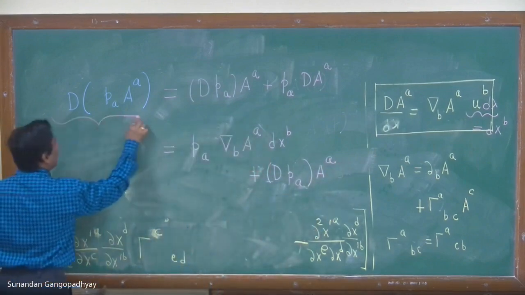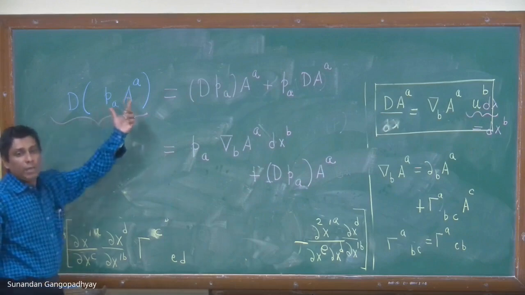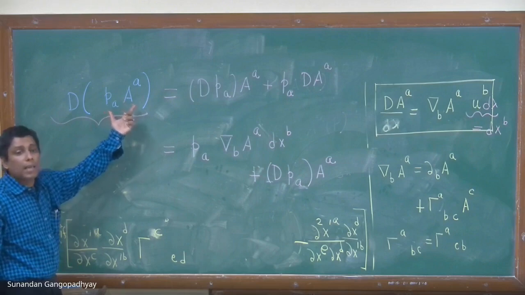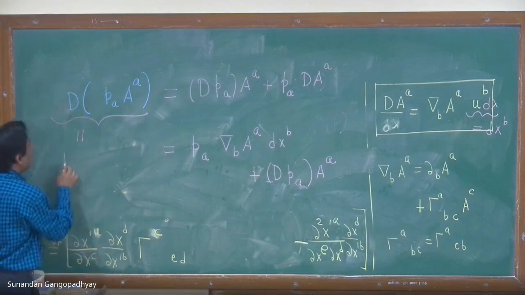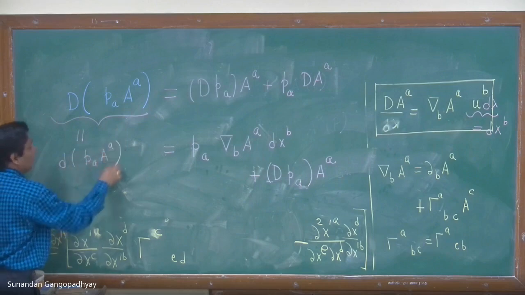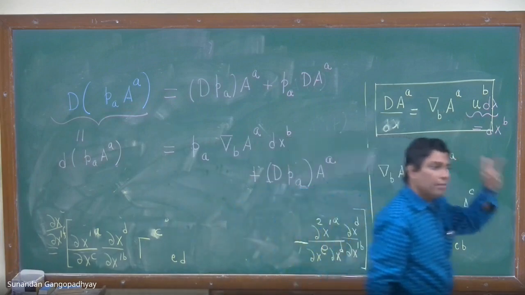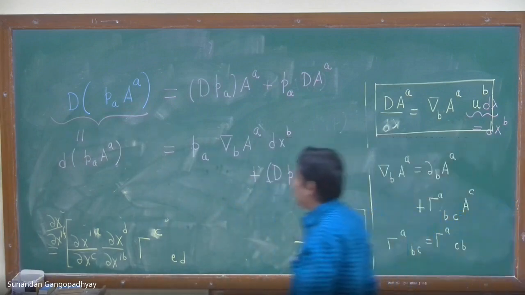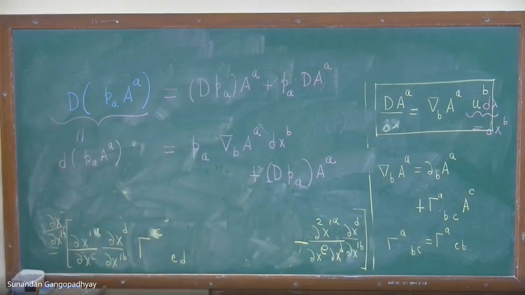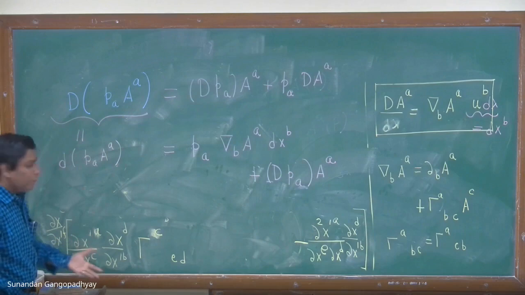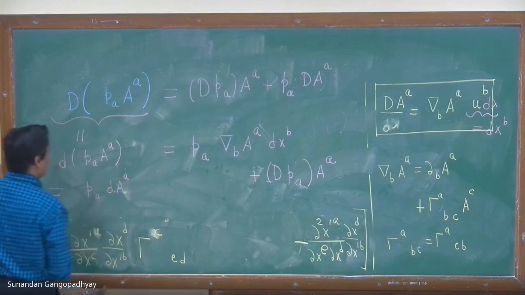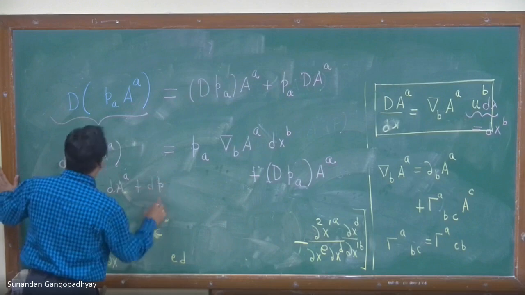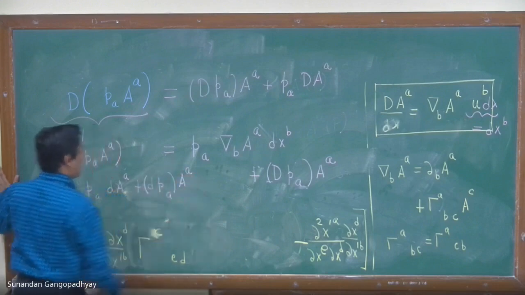Now what is the left hand side? For p_A A^A, we have seen already at the beginning of the lecture that this transforms like a scalar. So for a scalar, this capital D you can replace by ordinary d, because dF by d lambda transforms like a tensor. Again, by the Leibniz rule, all derivative operators should obey the chain rule. So you can write this as the ordinary derivative of p_A times A^A, plus p_A times the derivative of A^A.